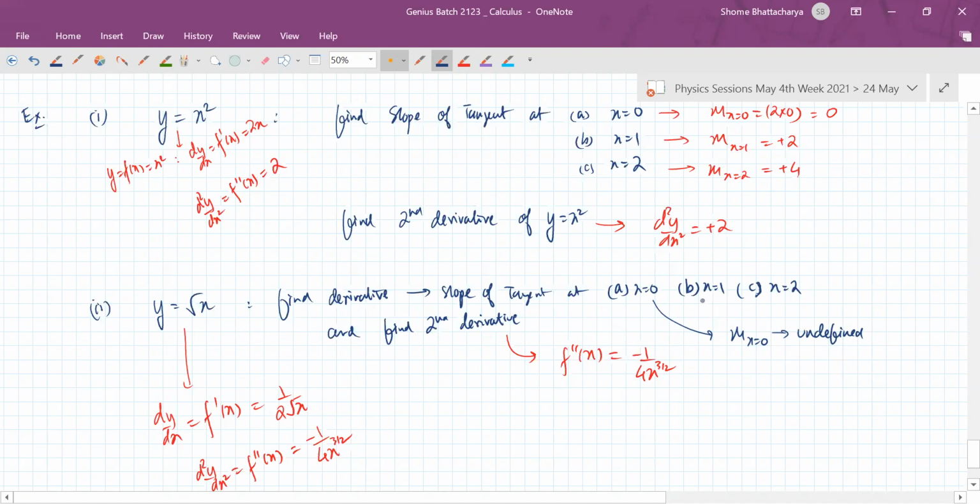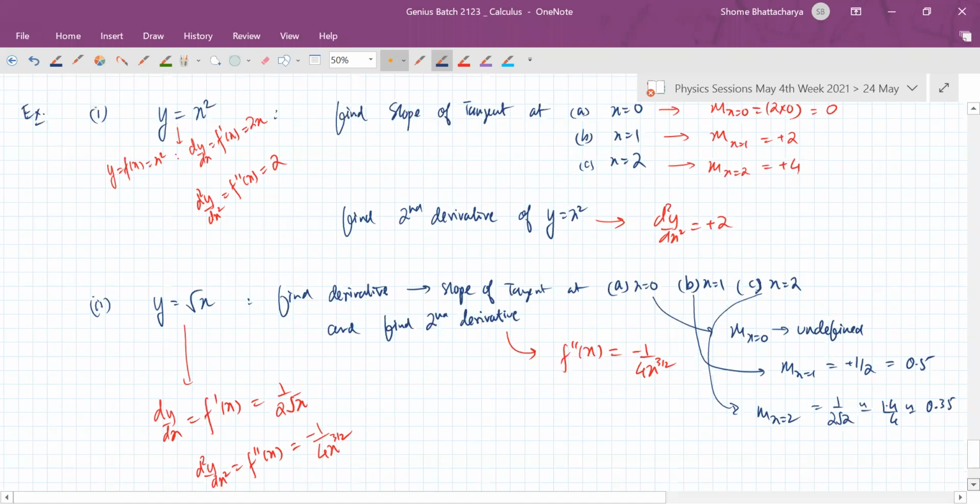Okay. If I take x equal to 1, now I'm getting plus half, or 0.5. If I take x equal to 2, I'm getting what? 1 by 2 root 2, which I can write approximately as root 2 by 4, so 1.41 by 4. So approximately. The slope of the tangent at x equal to 0 is infinity, right?